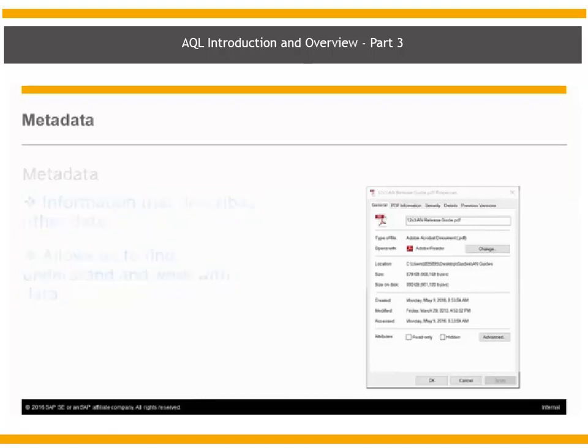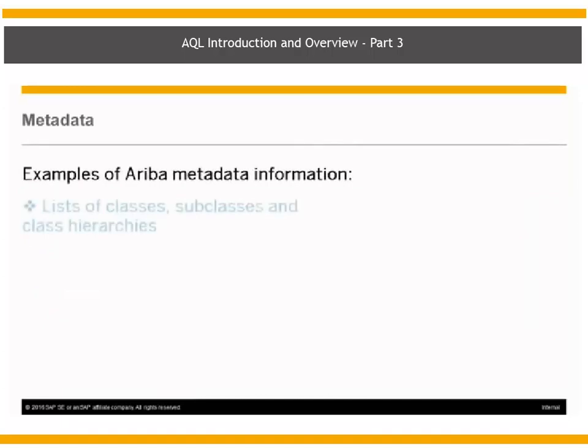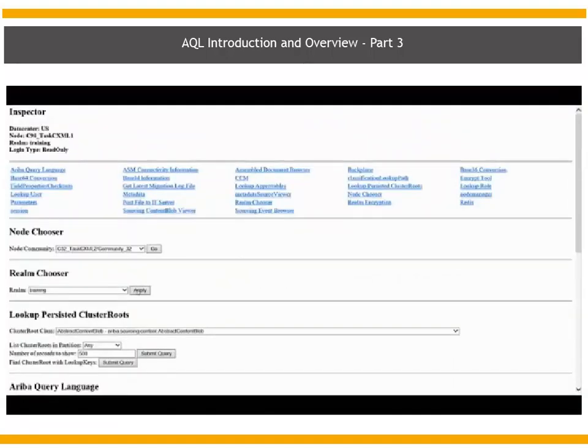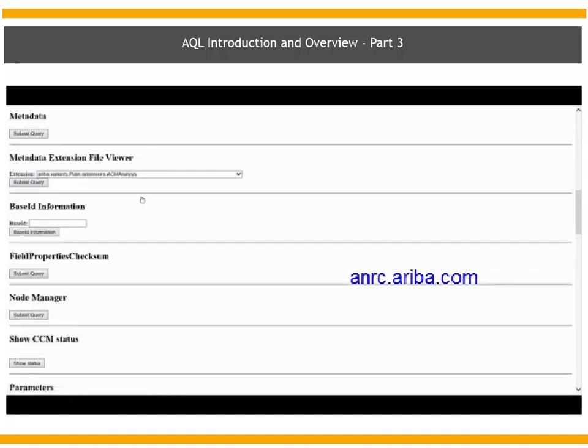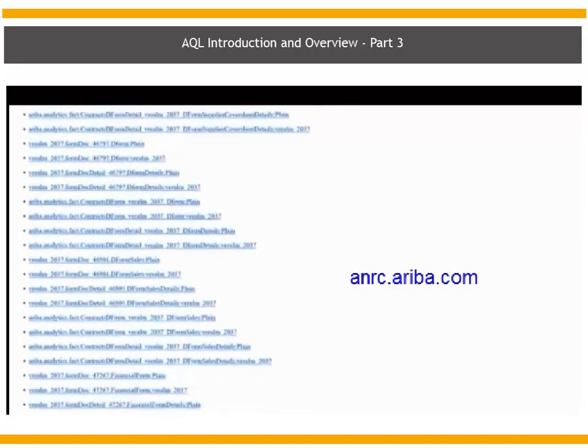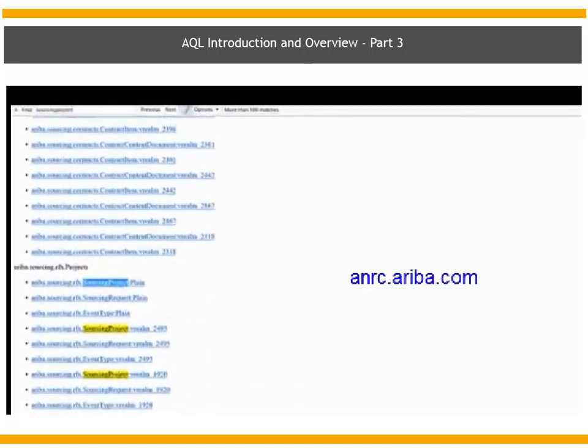Within an Ariba application, the metadata includes lists of classes, subclasses, and class hierarchies, field types and their behaviors, and relationships between objects. This information can help us browse, navigate through, and understand which classes and fields we should include in our queries. By referencing the metadata module in Inspector, we can easily browse a list of classes and click on them for further detail to view the fields included.